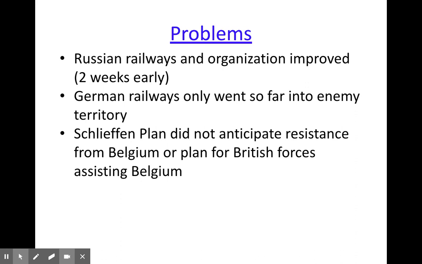First of all, Russian railways had been developed further than the Germans thought. Their organization improved, so the Germans thought that it was going to take Russia 8 weeks to get to their border, and they're 2 weeks early. The German railways also only go so far into enemy territory. So as the Germans get further and further into enemy territory, they start to have issues with resupplying their troops. And then the Schlieffen Plan really didn't anticipate the level of resistance that they met in Belgium from both Belgian forces that tried to prevent their advance, and also British forces assisting Belgium quite quickly.